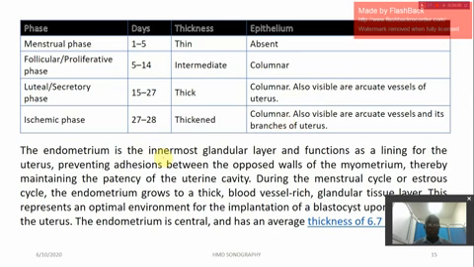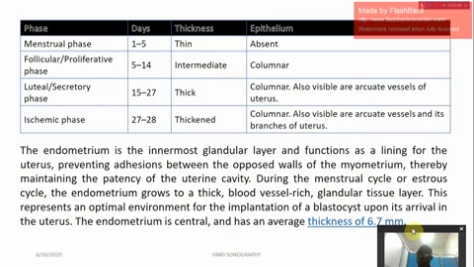So let's look at this here. We are still talking about the endometrium, which is the innermost glandular layer and functions as a lining of the uterus to create adhesion between the opposed walls of the endometrium, thereby maintaining the patency of the uterine cavity. During pregnancy, that is what protects the pregnancy from injury. So the uterus surrounds the endometrium as a protection. During the menstrual cycle, the endometrium becomes a thick, blood vessel-rich glandular tissue layer. This represents an optimal environment for the implantation of the blastocyst. And around the blastocyst is trophoblastic tissue.